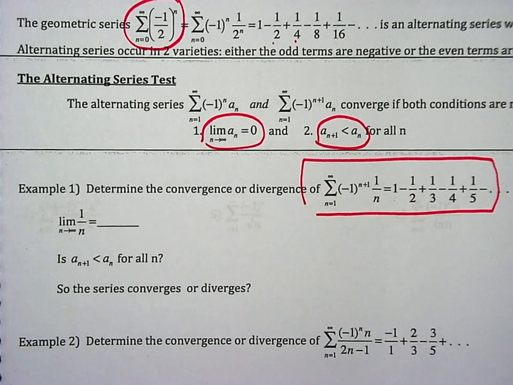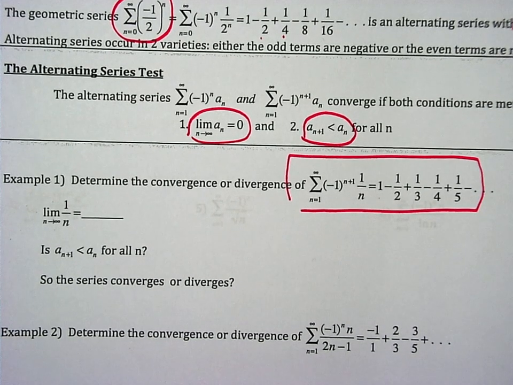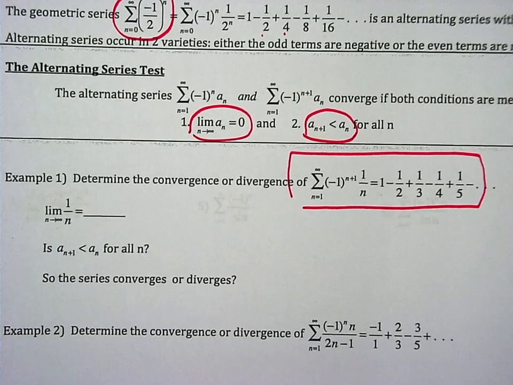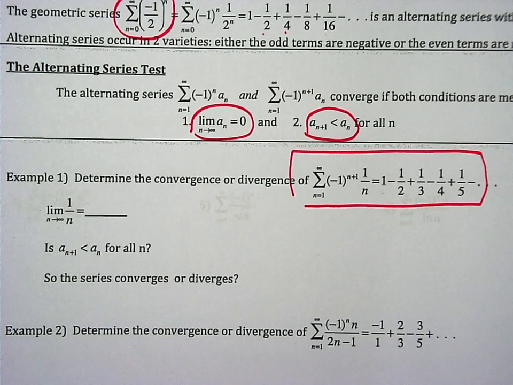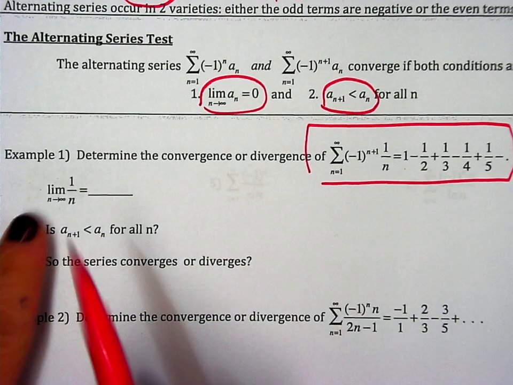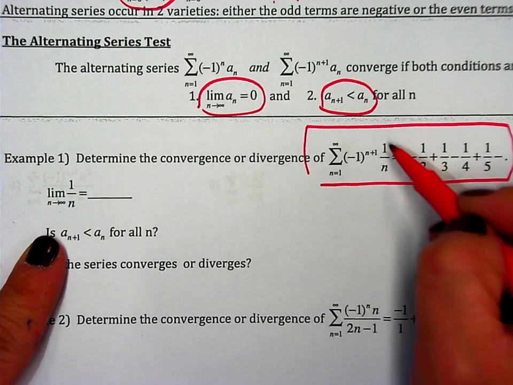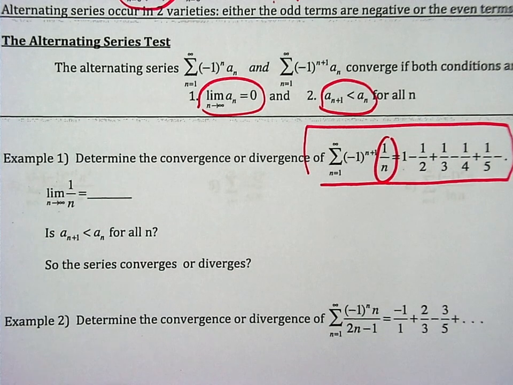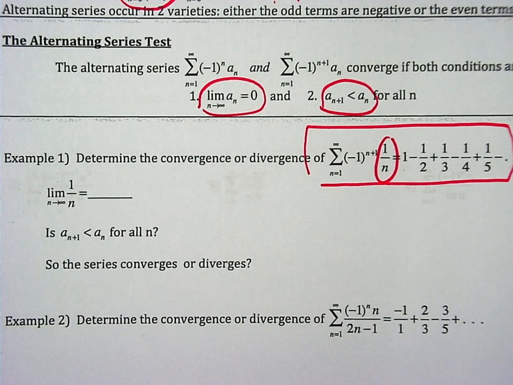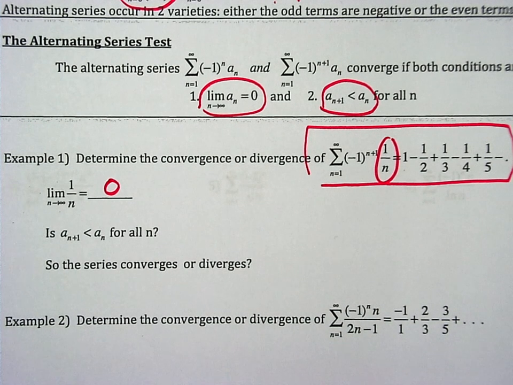So let's look at this problem right here, and let's say, okay, this is an alternating series, but notice it is not a geometric series. You are not multiplying by the same number every single time. So let's check our two conditions. You're going to take the limit of the general term. When you take the limit, you take the limit of the term without the -1 piece. So don't worry about the -1, the alternating sign. So the limit of 1/n is equal to 0. So the first condition is true.